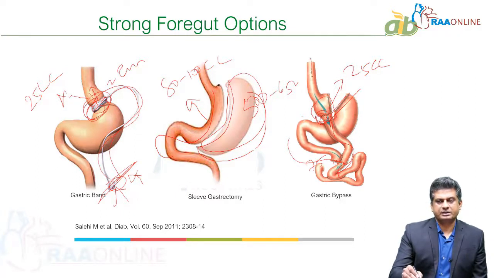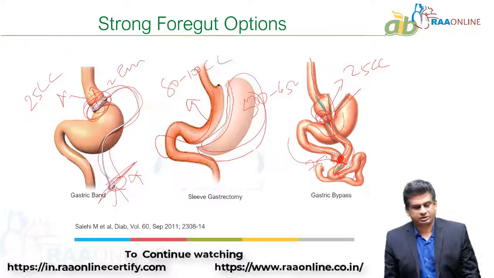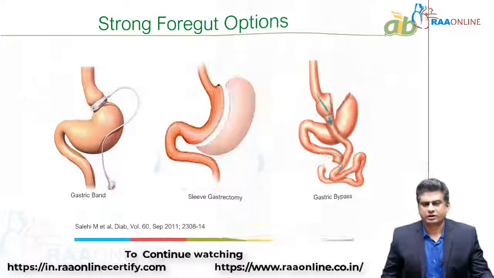So, the food that enters comes from the stomach into the distal jejunum and goes down, whereas all the gastric juices, bile and pancreatic juice come and join around 75 centimeters beyond the DJ flexure. So, this is typical of a Foregut theory.